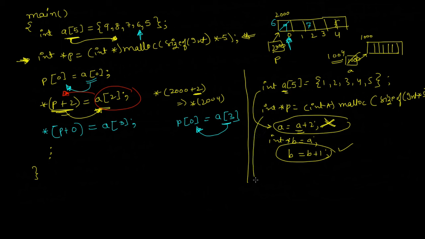But in the case of the declaration where you have used the malloc function, you can do p = p + 2 or p = p + 4. This is allowed. So this is the difference between a basic array declaration and the malloc function. Now you can use malloc functions to even declare an array of structures, or memory allocated to some structures. For example, you can write a program with something like struct student.